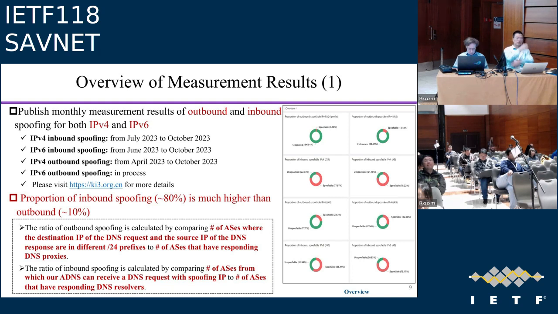Here we calculated the outbound spoofing ratio by comparing the number of ASes where the destination IP of the DNS request and the source IP of the DNS responses are in different /24 prefixes to the number of ASes that have responding DNS proxies. Similarly, the inbound spoofing ratio is calculated by comparing the number of ASes from which our authoritative DNS can receive a DNS request with a spoofed IP to the number of ASes that have responding DNS resolvers.